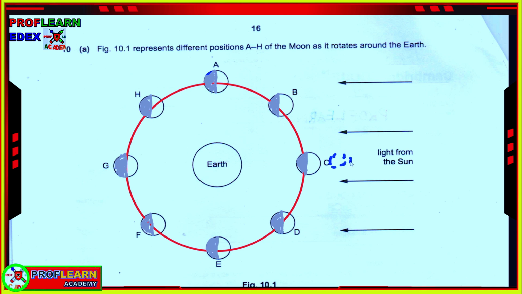So here is where we have the new moon, and the new moon basically is not usually visible. You cannot see the new moon. We have this part here, a waning crescent at this point. This is a waning crescent. At this point, we have a waxing crescent.